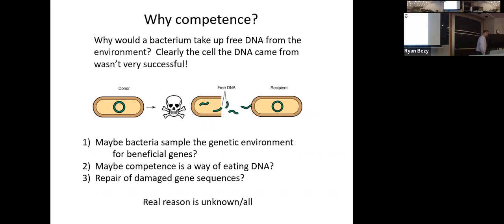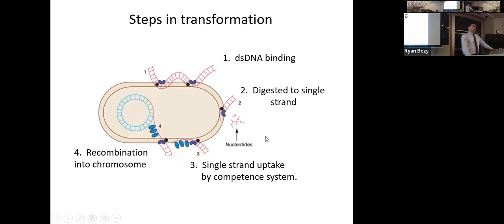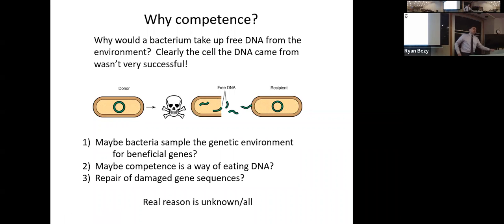Maybe this actually evolved as a way of eating DNA. I actually said these competent systems bind to DNA and digest it. They can use those digested nucleotides as a source of nucleotides to build their own nucleic acid. So this may have originally evolved as a way of eating DNA as well. It might also be that it's repair of damaged gene sequences.